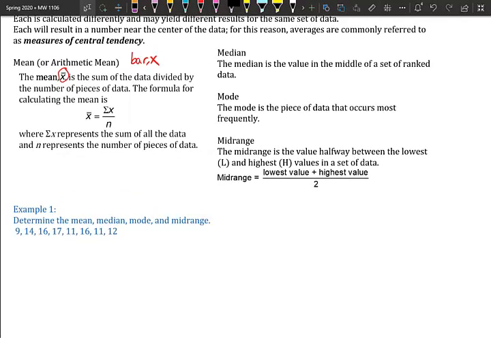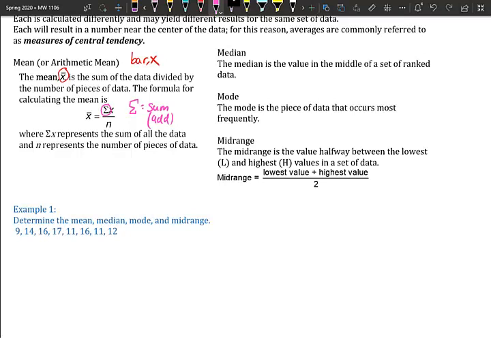The formula for calculating the mean is bar x equals sum of x over n, where sum of x represents the sum of all the data, and n represents the number of pieces of data. And so that's what we're doing, we add up all the numbers and then divide by how many numbers we have. So this little thing right here just means sum, just means add. That's all. Anyways, it just means to add.